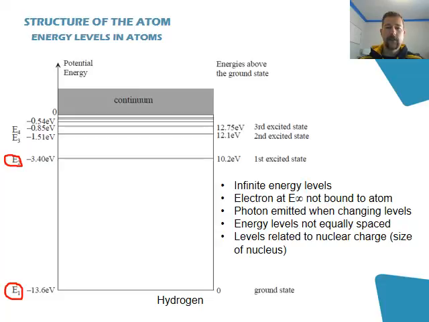These energy levels are not evenly spaced and are actually related to the nuclear charge. You can see as we progress further from the nucleus, the energy levels get closer and closer together, and there's actually an infinite number of energy levels. When we get to this level 0, which is 13.6 electron volts above the ground state, the electron is actually free and it's not bound to the atom anymore.